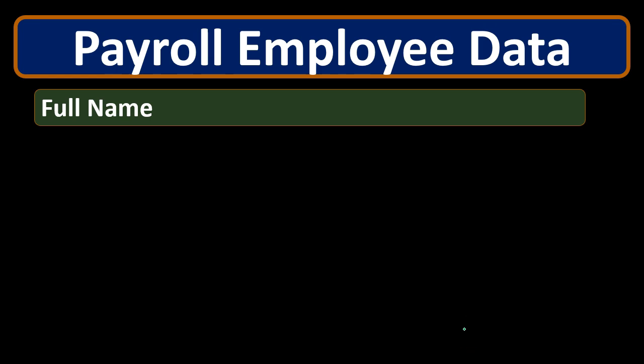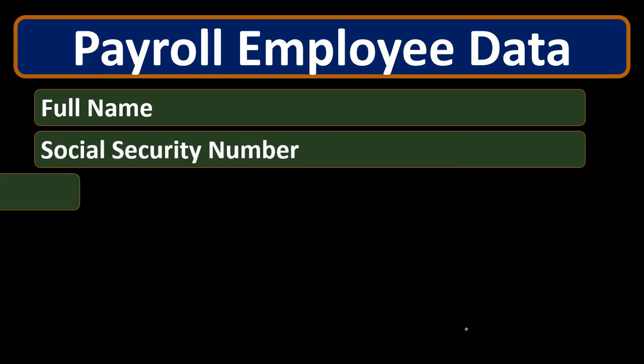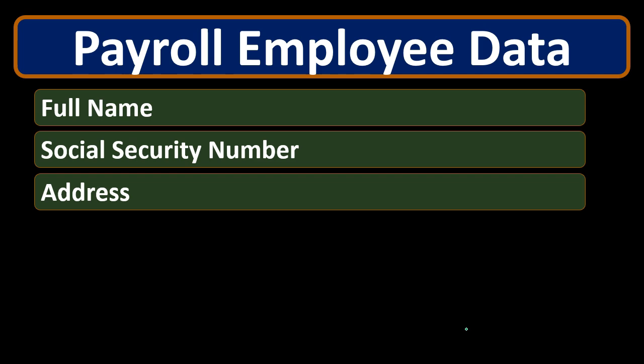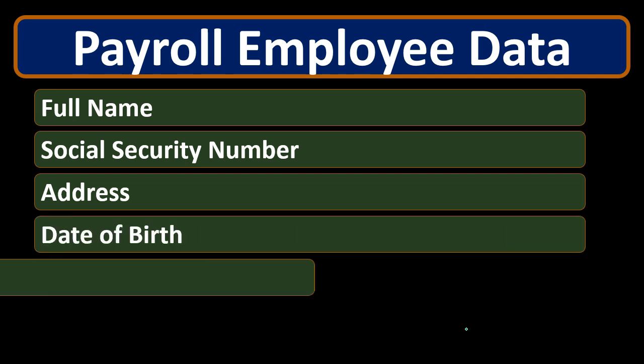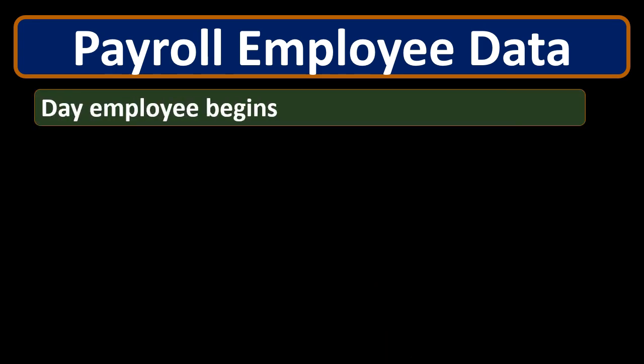The type of data that we want to have on file for employees, especially when we get a new employee, is the full name. We're going to need the social security number. We're going to need the full address of the employee, date of birth, sex, occupation. So it's just some of the starting information that we're going to need, of course, when we set up a new employee.